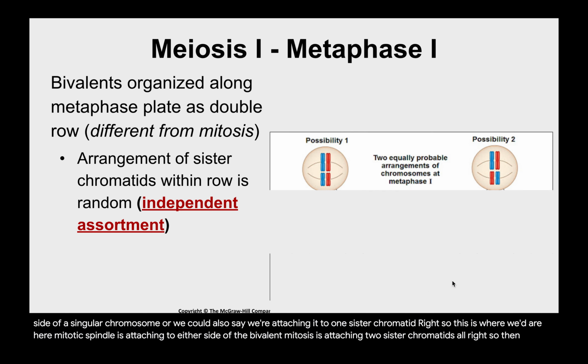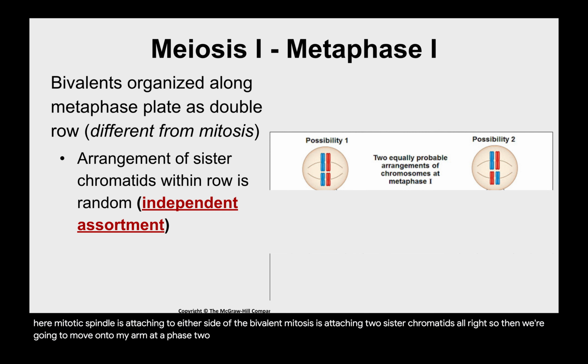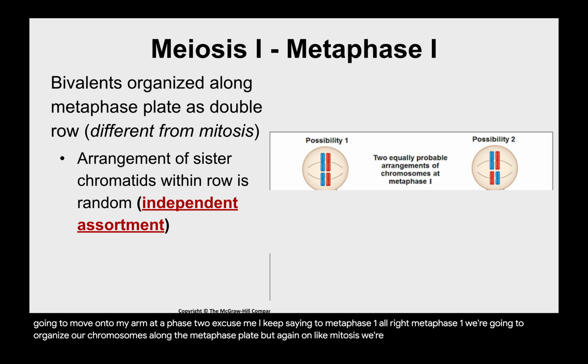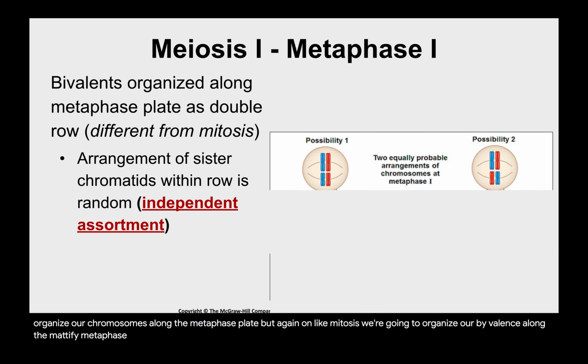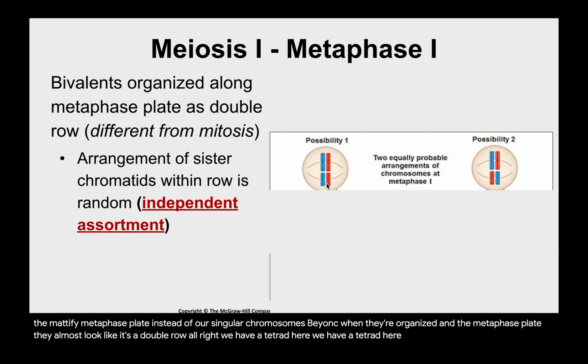All right, so then we're going to move on to metaphase 1. Excuse me, I keep saying 2. In metaphase 1, we are going to organize our chromosomes along the metaphase plate. But again, unlike mitosis, we're going to organize our bivalents along the metaphase plate instead of our singular chromosomes. When they're organized on the metaphase plate, they almost look like a double row. We have a tetrad here, we have a tetrad here.